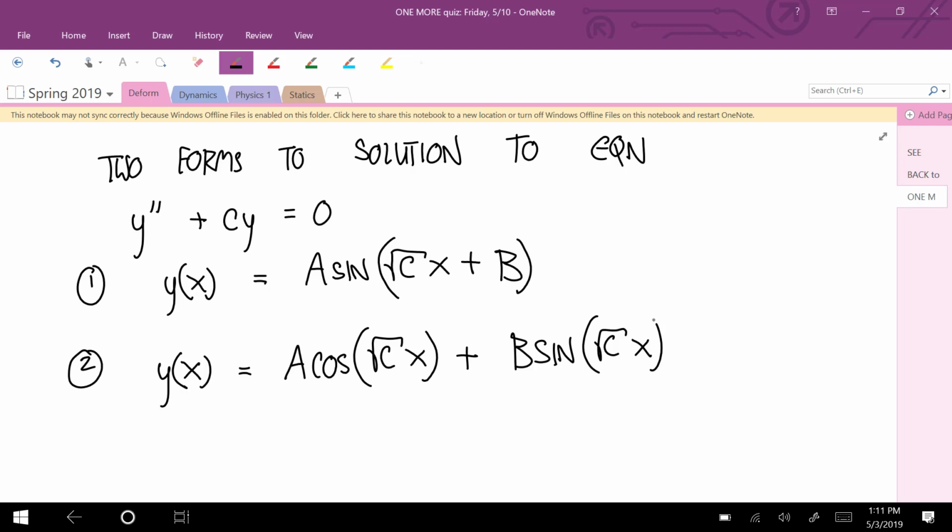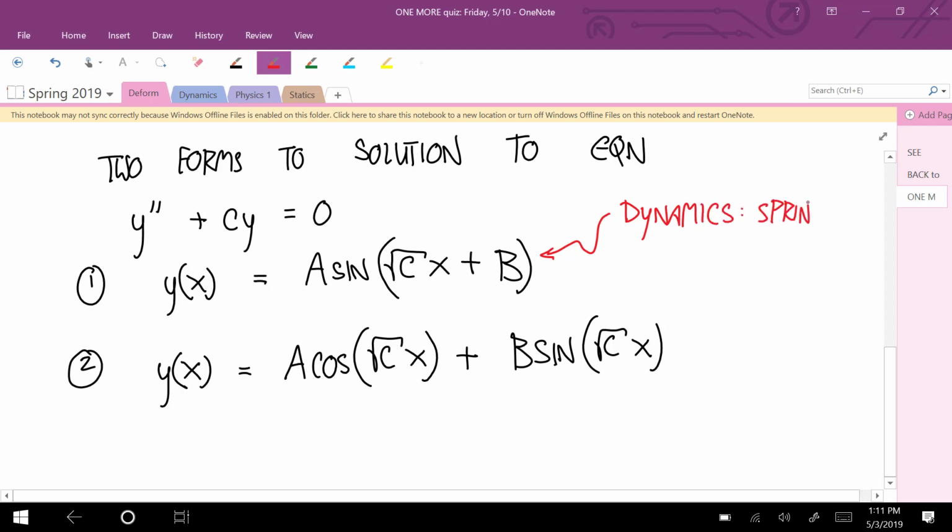Obviously, they're solutions to the same equation. In dynamics, we use this one for the spring mass. And this is the form that we're going to use in deform for column buckling. So that's what we're getting into now.